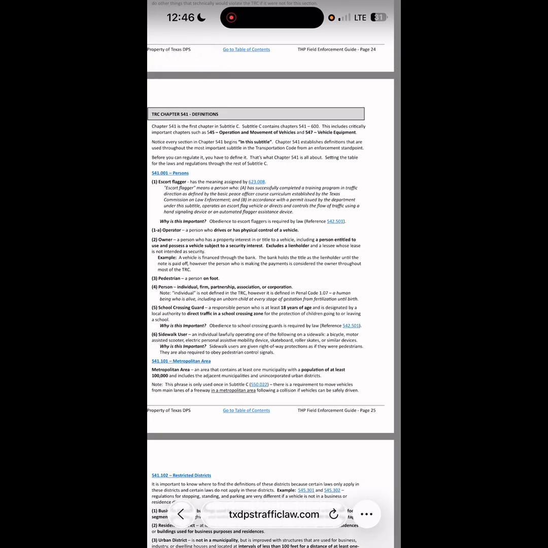Chapter 541 is the first chapter in Subtitle C. Subtitle C contains Chapters 541 to 600. This includes critically important chapters such as 545, Operation and Movement of Vehicles, and 547, Vehicle Equipment. Notice, every section in Chapter 541 begins in this subtitle.